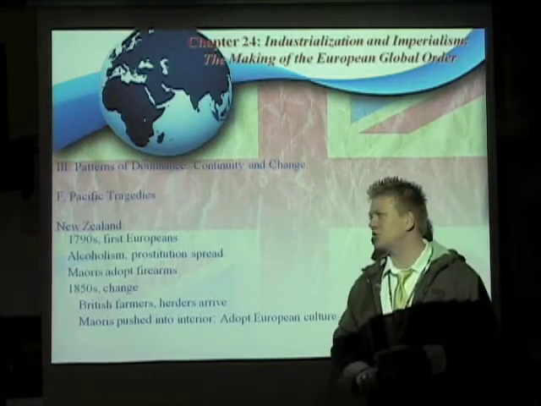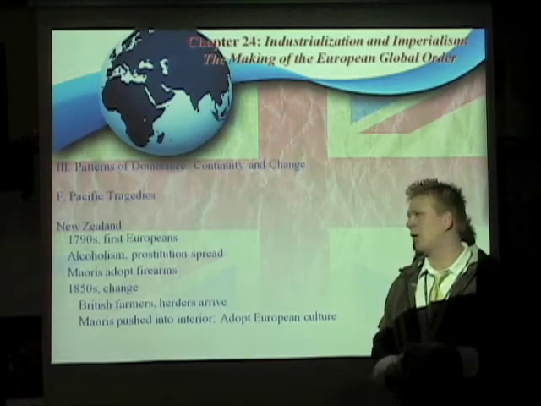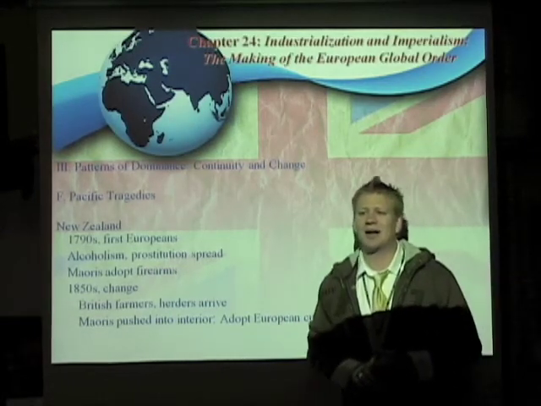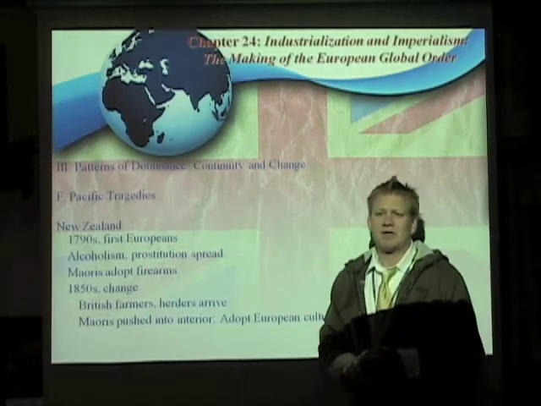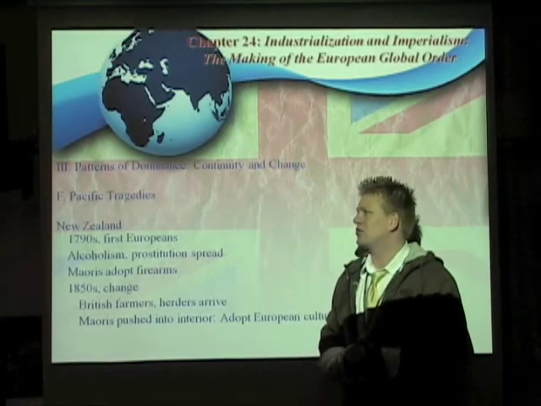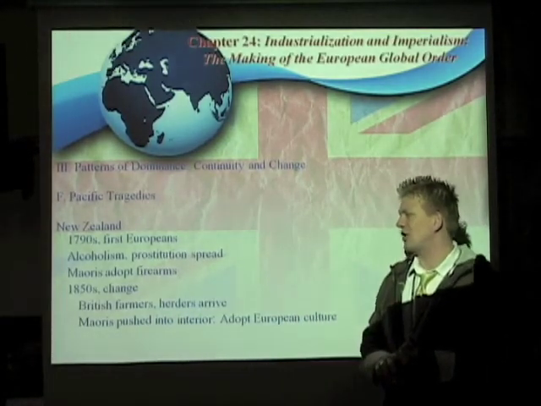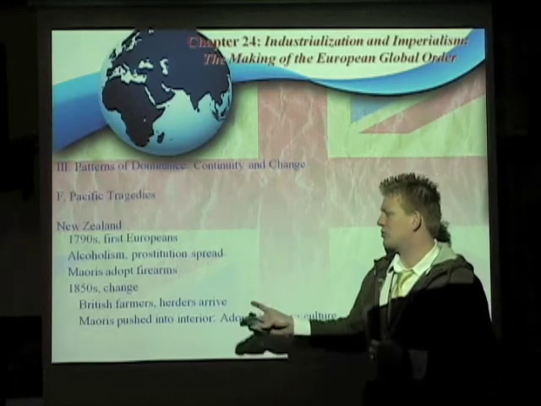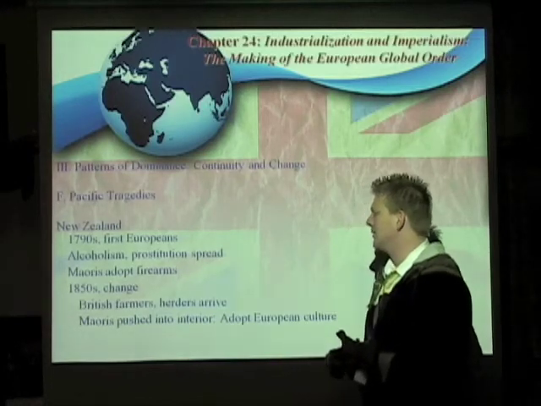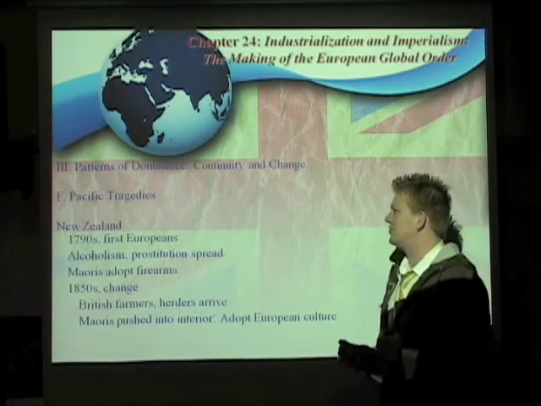The Pacific tragedies: New Zealand taken, and as a lot of places were taken in the Pacific, in some of these smaller areas, widespread alcoholism and prostitution spreads as people have become depressed because their homeland's being taken, their culture being taken, their way of life being taken, and so they turn to other means. The Maori will adopt firearms. There is major change by the 1850s, and the British bring in farming. And I think even to this day, there's twice as many sheep as there are people in New Zealand. And the Maori will adopt more European cultures as time moves on.